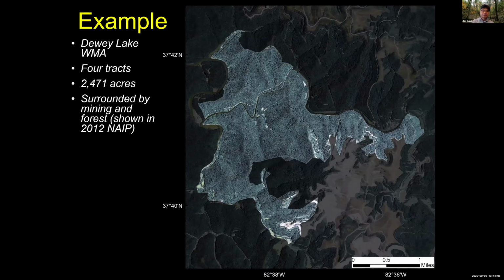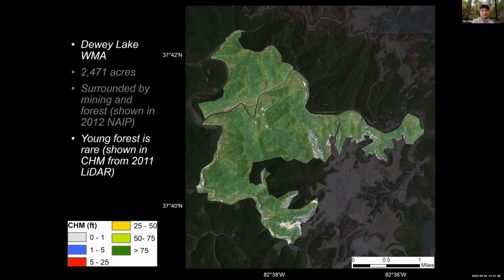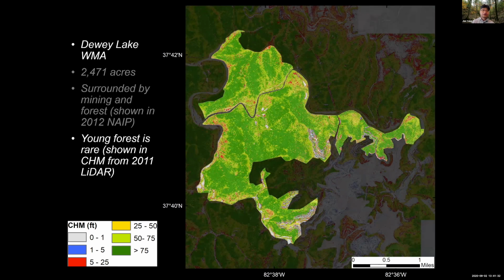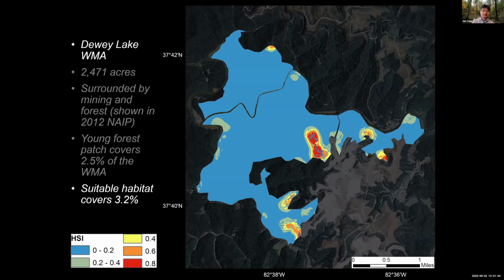So here I'm just showing you an example. This is 4 tracts in the Dewey Lake WMA. This WMA is surrounded by mining to the southeast, and forest in the other directions. When we use the LIDAR, we can quantify where the young forest is, and then using that information, we can further quantify the suitable habitat for the ruffed grouse.